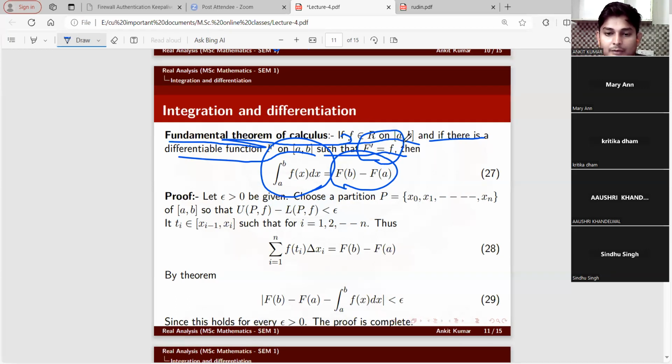So if f belongs to R on the closed interval a, b, and if there is a differentiable function capital F on the closed interval a, b such that F dash is equal to f, then the integration from a to b of f(x) dx is equal to F(b) minus F(a). No problem is there, because the theorem says that F dash is equal to f.